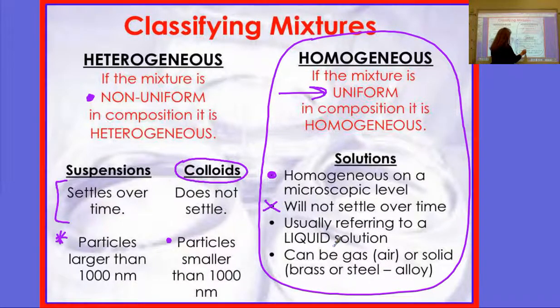In this unit, we're going to be referring to a liquid solution, usually dissolved in water, so aqueous solutions. But a homogeneous mixture can be a gas, for example, air, or it can be a solid, like an alloy, brass or steel. You can't pick apart different pieces of air or brass or steel. It's uniform, it's homogeneous, it's all the same. Same thing with an aqueous solution.